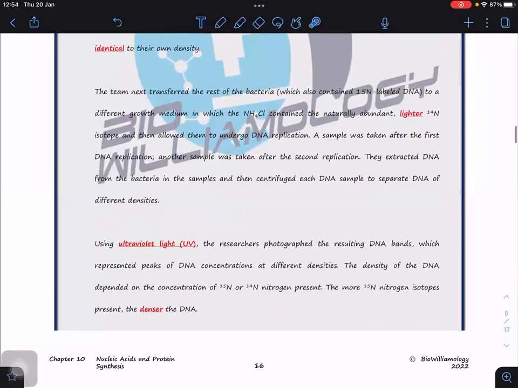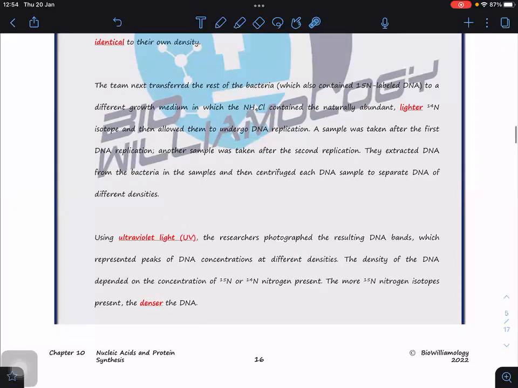After many rounds, the team transferred the bacteria to a growth medium containing the lighter 14N isotope. A sample was taken after the first DNA replication, and another sample was taken after the second DNA replication. They extracted DNA from the bacteria in the samples, centrifuged it, and used UV light. The researchers photographed the resulting DNA bands, which represent the peak of DNA concentration at different densities. The density of the DNA depends on the concentration of 14N and 15N. The more 15N isotope present, the denser the DNA.